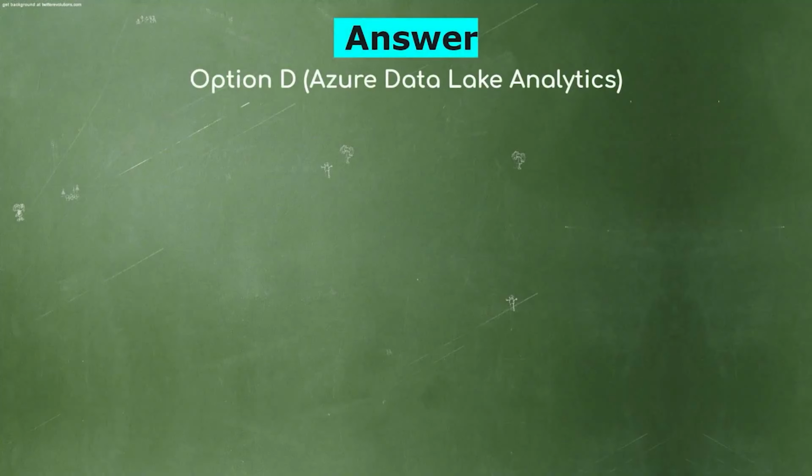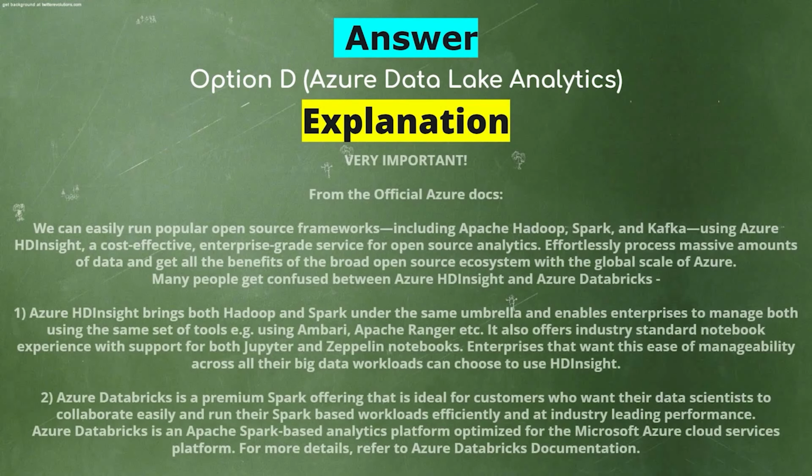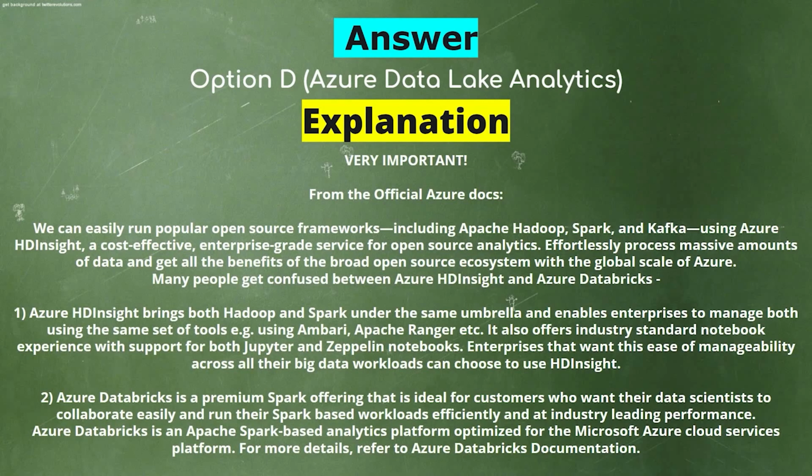And the correct answer is option D, Azure Data Lake Analytics. Explanation. Very important. From the official Azure docs, we can easily run popular open source frameworks, including Apache Hadoop, Spark, and Kafka, using Azure HD Insight, a cost-effective enterprise-grade service for open source analytics. Effortlessly process massive amounts of data and get all the benefits of the broad open source ecosystem with the global scale of Azure. Many people get confused between Azure HD Insight and Azure Databricks.